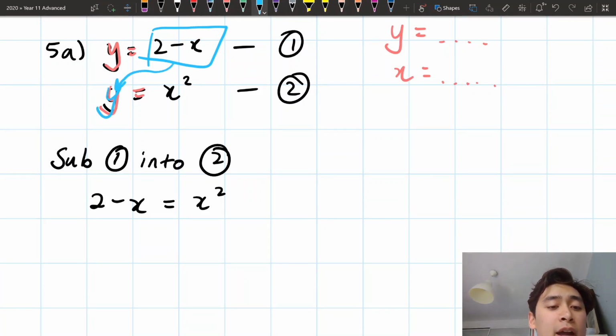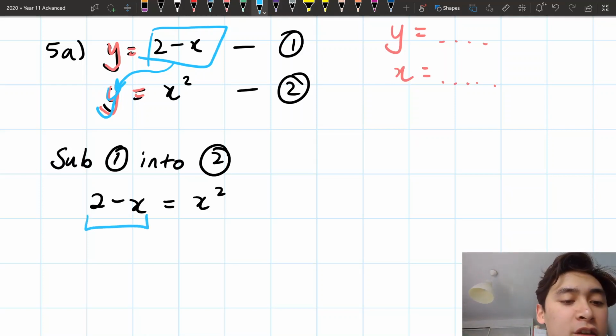Okay, now that I've done that, I need to solve this. We've done solving questions like this when we were solving quadratics. If you remember, the first step when we're solving these questions is to move all my terms onto one side, so the whole expression is equal to 0. I'm going to move everything to the right-hand side.